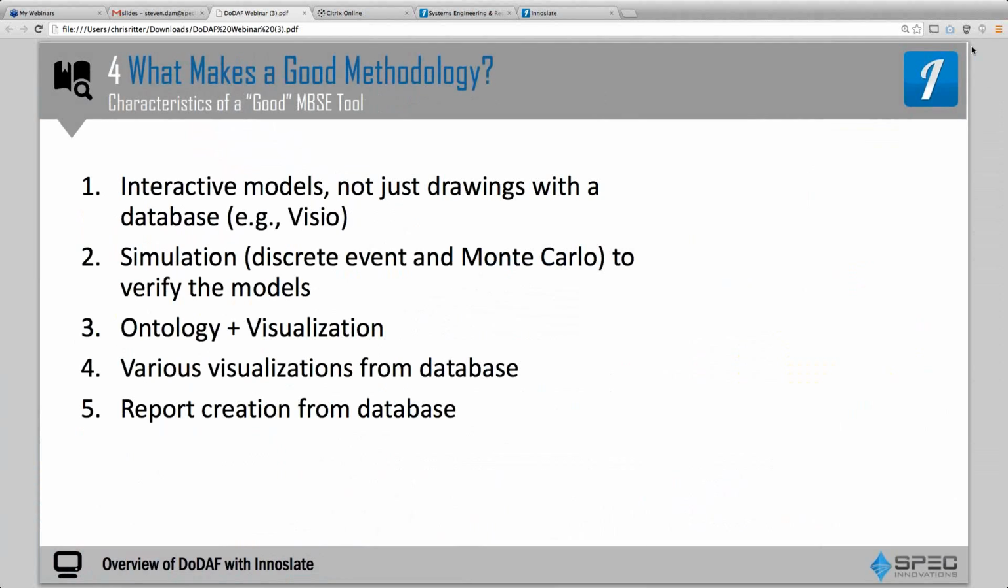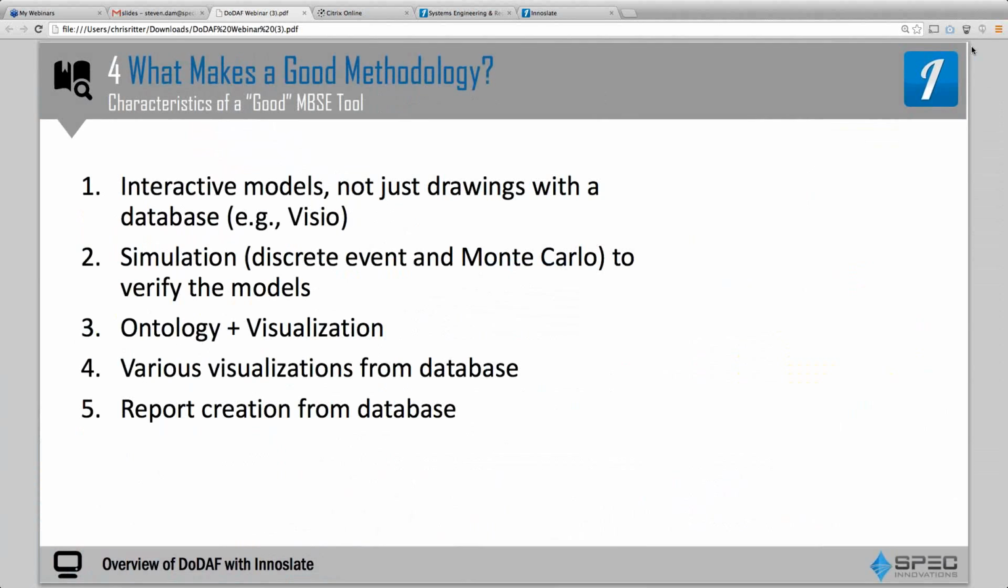You need an ontology and the way to visualize the ontology. In other words, the ontology is the bins of information and how they're related to one another. And so how do I visualize that? And of course, visualizations from the database. You need to have different ways to look at the same information.